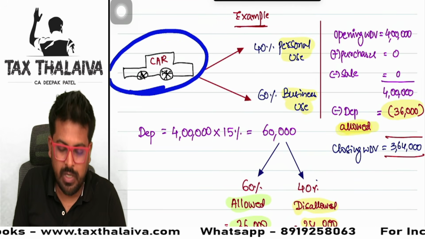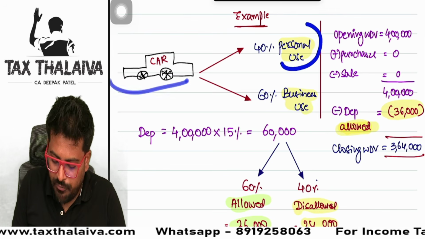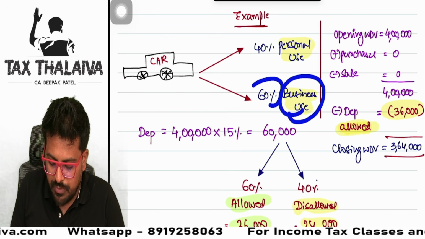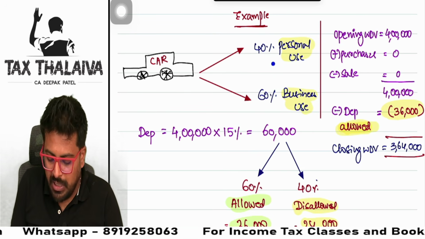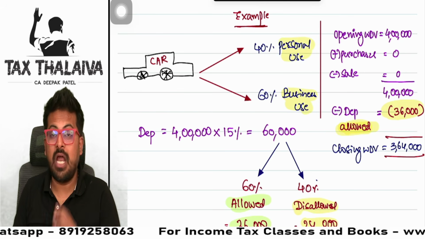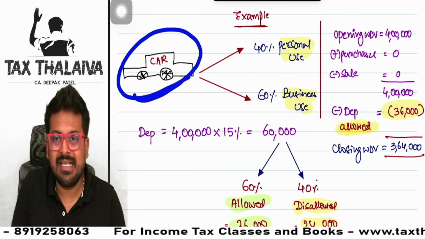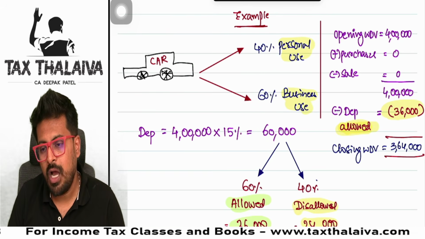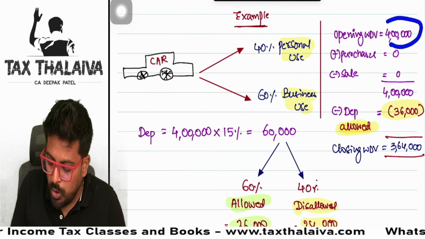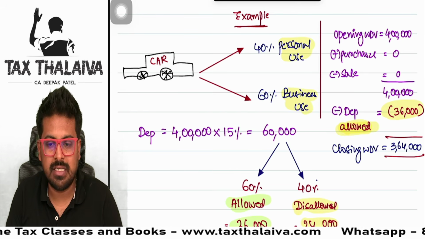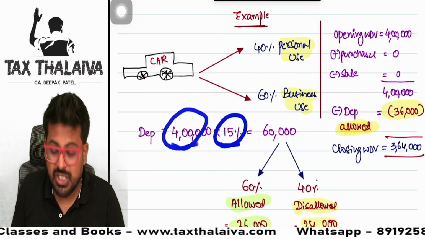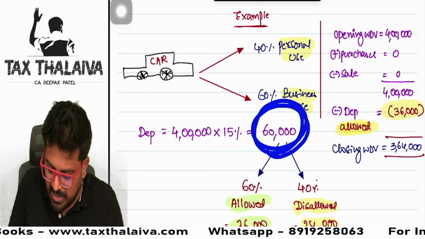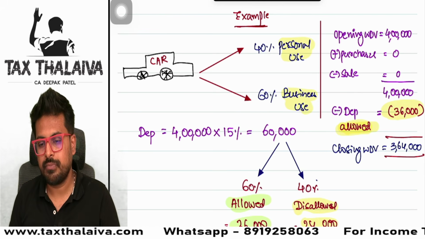Let's say, for example, there is one car which you are using for personal purpose also, business purpose also. Business purpose you are using for 60% and 40% you are using for personal purpose. Now, on this car, since it is a business asset, you will claim depreciation on that. How will you claim the depreciation? Let's say, for example, opening WDV of the asset was 4 lakhs. On this 4 lakhs, you will claim depreciation at the rate of 15%, which is 60,000, but you cannot claim total 60,000 as depreciation.